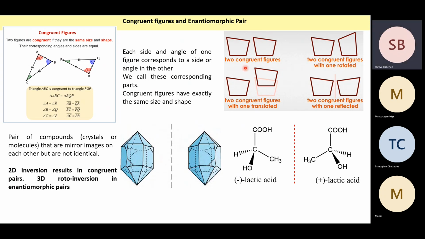So here, if you see the examples, you can see that these are two congruent figures. Now, these two figures may look different, but they are actually two congruent figures in which you have just rotated one of the figures onto this axis. This is two congruent figures with one being translated, and this is again two congruent figures with one reflected. But ultimately, if you ask about the relationship between the two figures, they are all congruent.